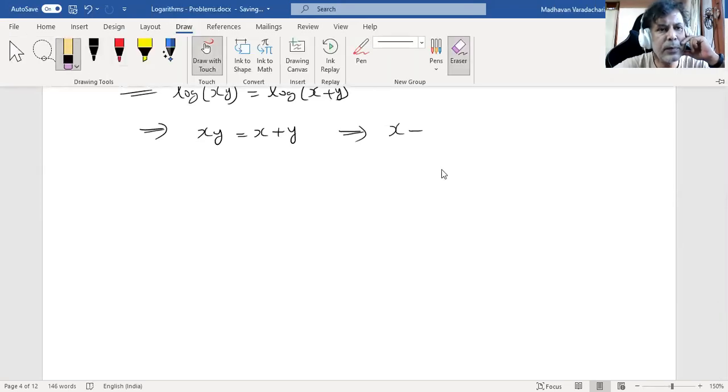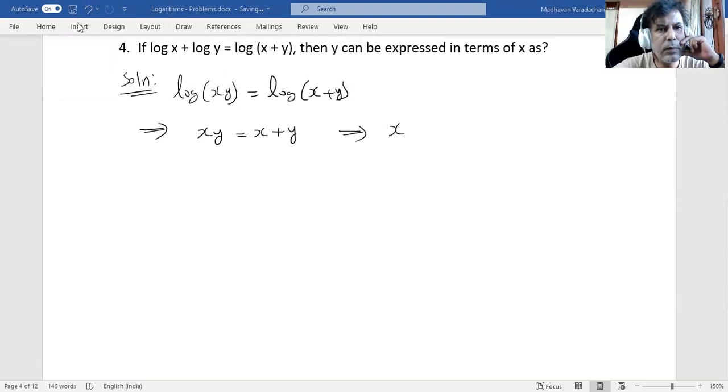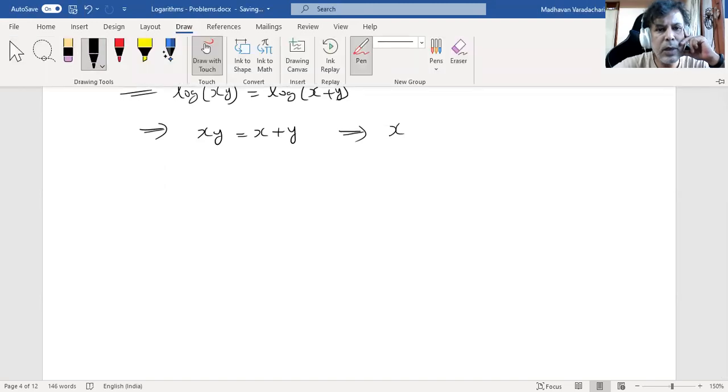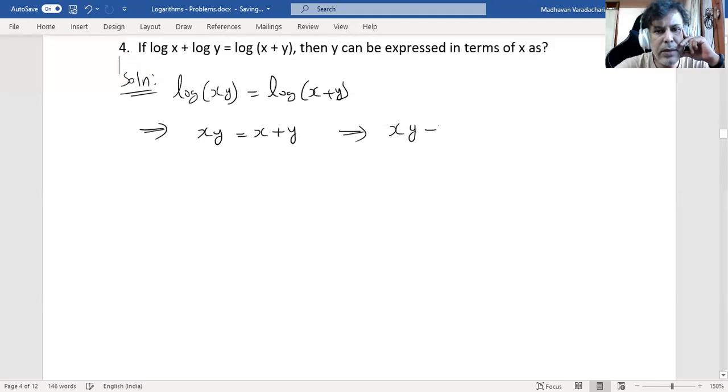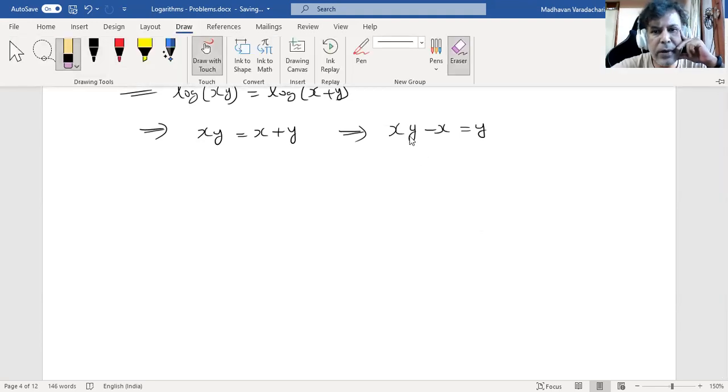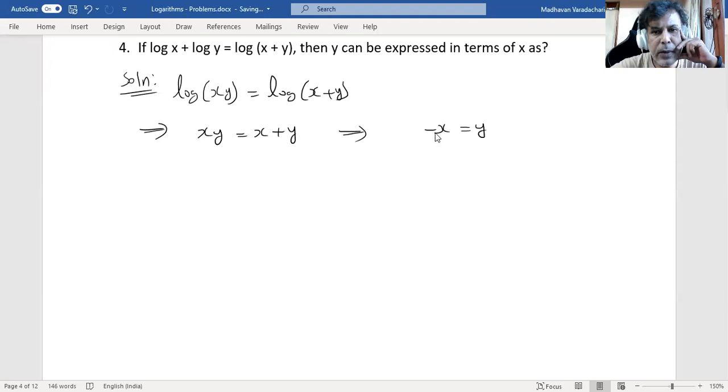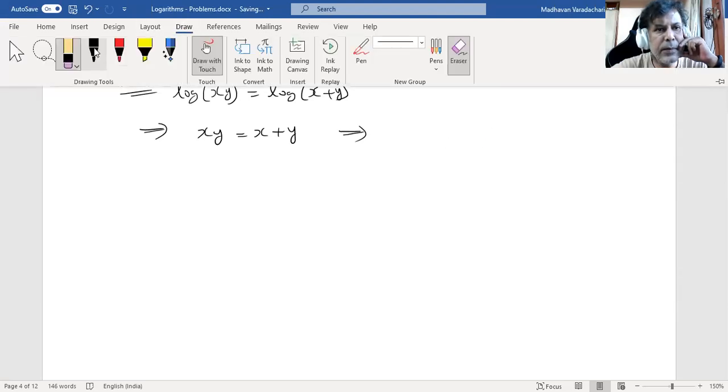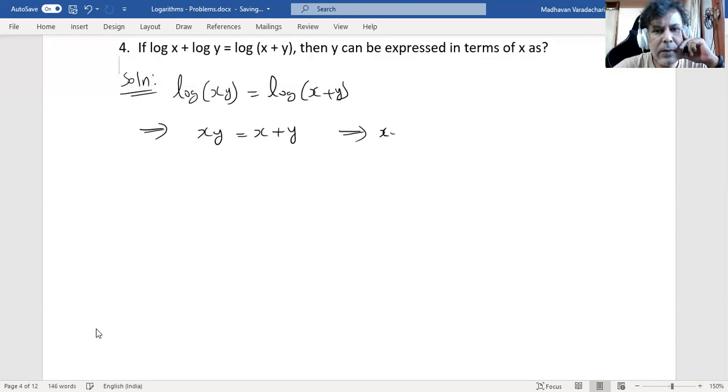xy minus x equal to y. Now, I'm sorry, I should have taken y together because we are going to express y. So I will rewrite this: xy minus y equal to x.